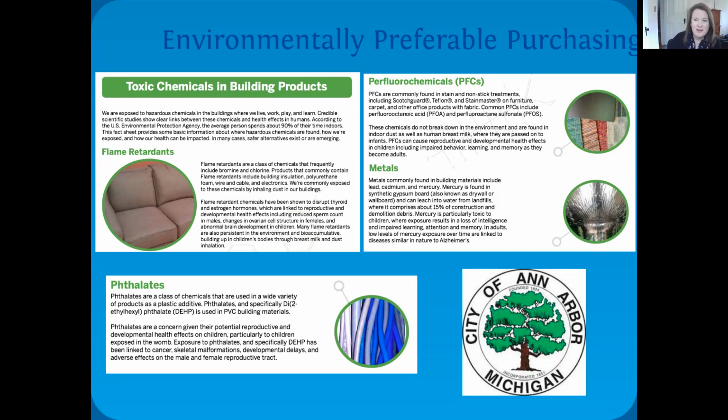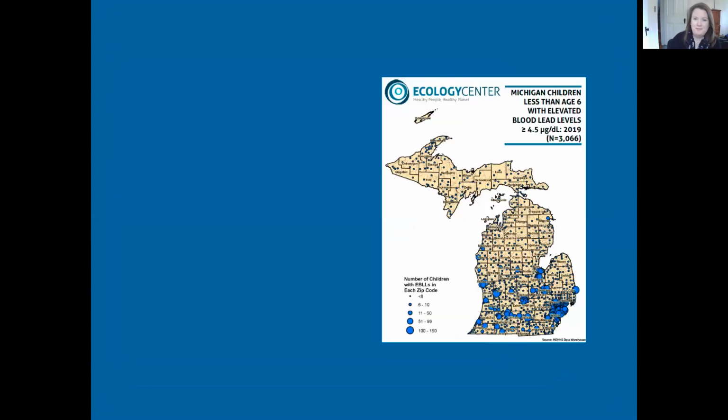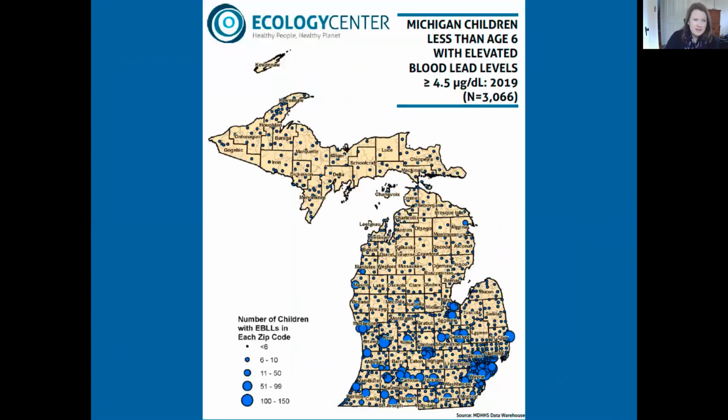So those are a few local examples. One of the things that we're really going to focus on in the next couple of weeks is lead poisoning. This is a map of data from 2019 that's collected by the Michigan Department of Health and Human Services on children that have been tested for lead in their blood. So you can see in the dots there in the map that this is a problem that's happening all over the state of Michigan. This is a zip code level map.